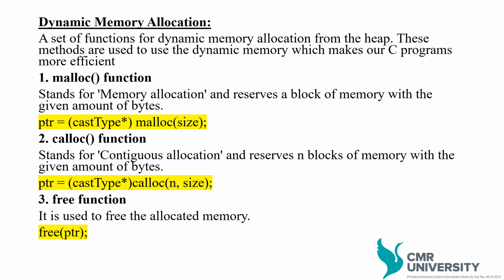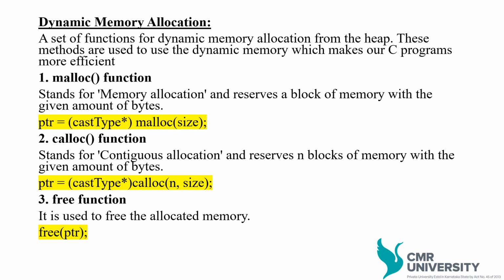And we have a few functions, which is malloc function, which stands for memory allocation, and it reserves a block of memory with a given amount of bytes. I gave a syntax here. We should specify the cast type, which is a data type pointer, followed by malloc with the size of the characters in it. That's what the malloc function does.